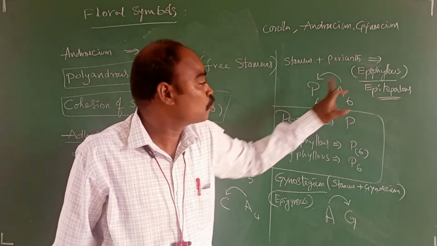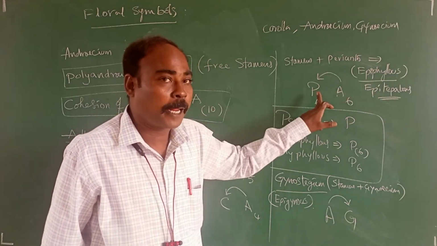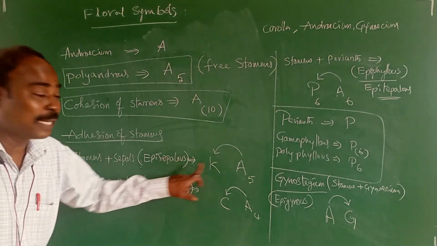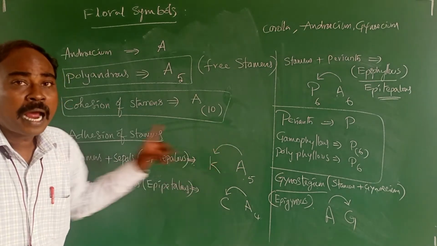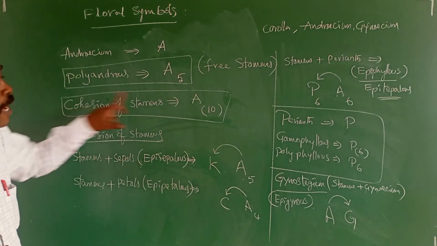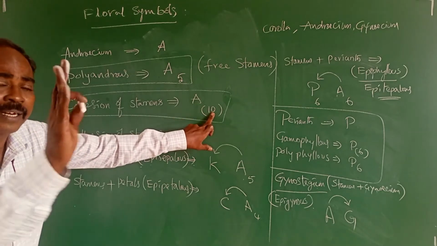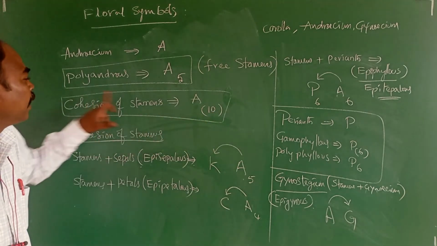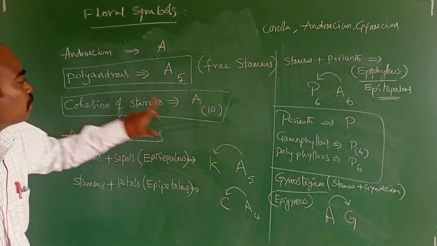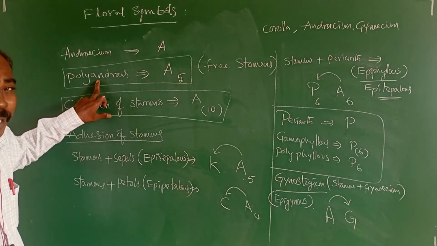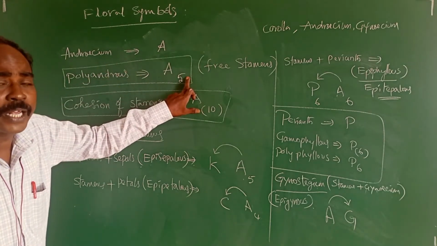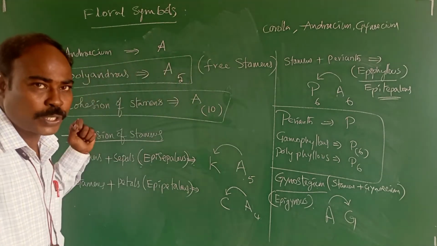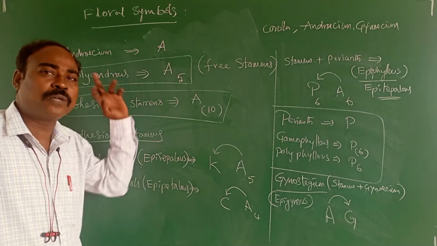Epitepalous or epiphyllous, A to P. Epipetalous, A to C. Episepalous, A to K. These are all adhesion. What is cohesion? The androecium is fused: 10 stamens fused together among themselves, not with other parts. That is called cohesion of stamens. Polyandrous means free stamens, without cohesion and without adhesion. Likewise, symbols are used to explain cohesion as well as adhesion of stamens.